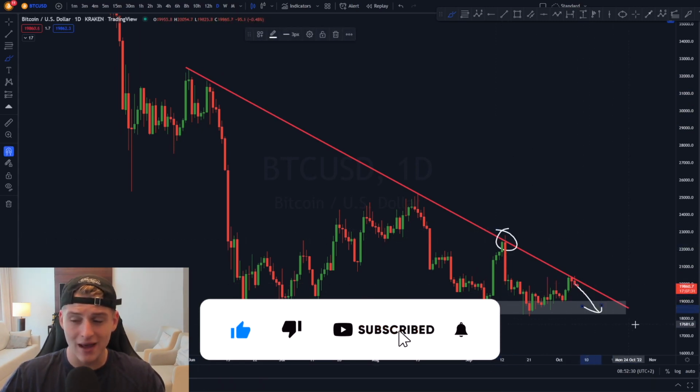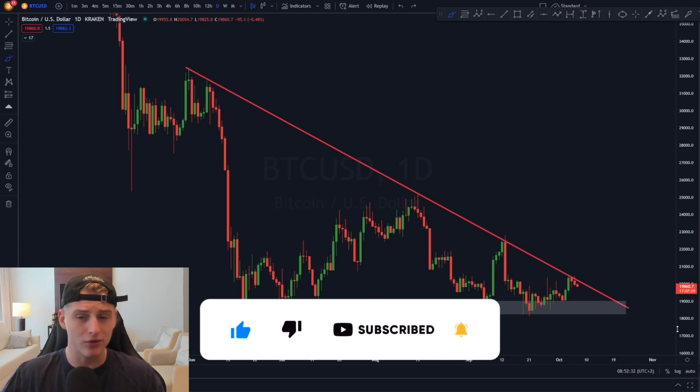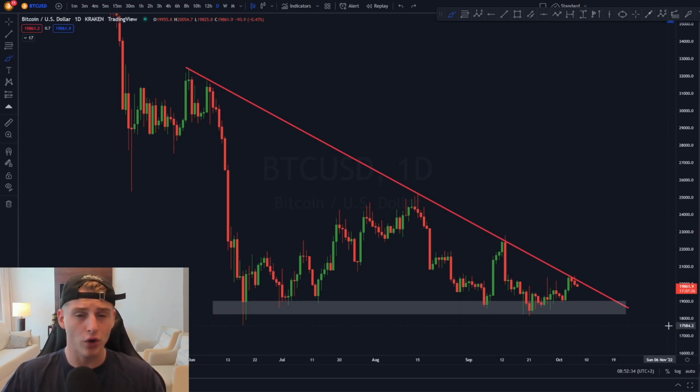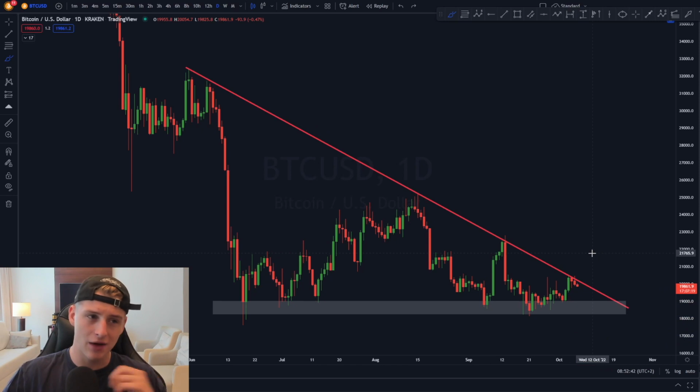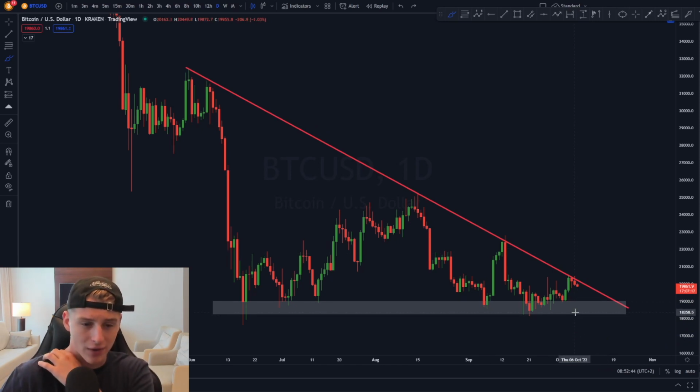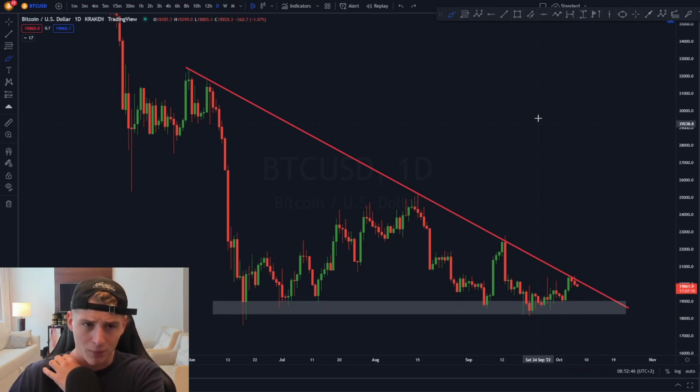If we just see another rejection, it is just another rejection, and we will most likely once again retest that trampoline. And like we know, the more times we jump on a trampoline, the more likely it is that we're actually going to break the support and fall down here. So yes, if we once again come down towards those levels around $18,000, I definitely will be extremely worried for Bitcoin.